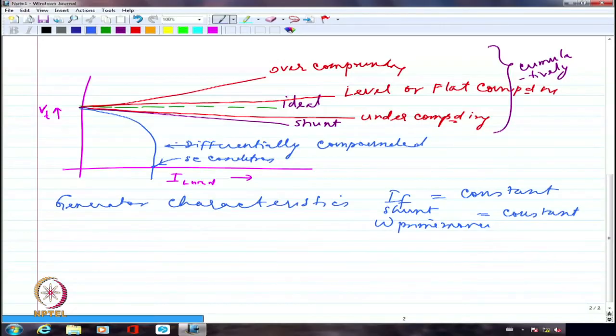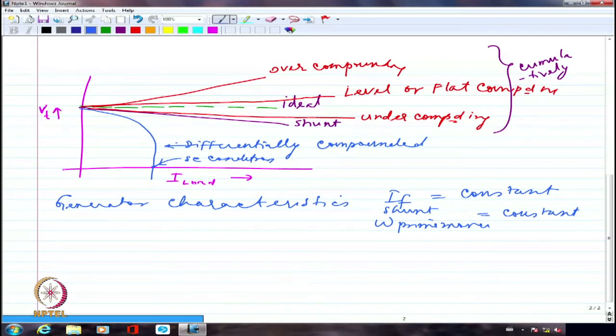Rated excitation is that particular value of field current at which my machine will be generating rated voltage, with the speed being at rated speed or given speed. Whatever is the given speed, that will be at rated value. So only that is known as the rated excitation. So I'm going to keep the field current, shunt field current especially, at rated value.